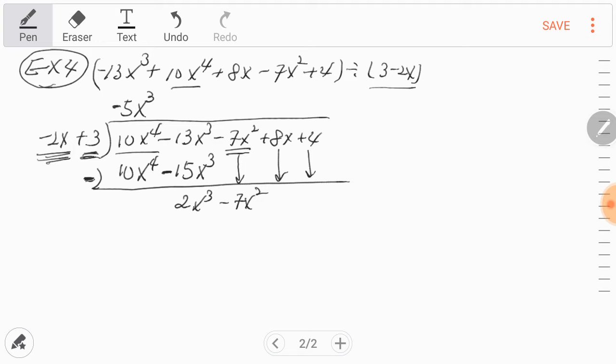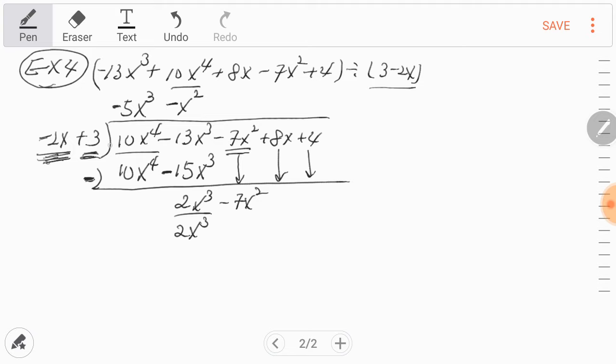Okay, then next let's find 2x cubed. So negative 2x times what is 2x cubed? So the sign is positive, so we gotta multiply by negative, because negative times negative is positive. And then how about x? Okay, we need x squared. So negative 2x times negative x squared is positive 2x cubed.